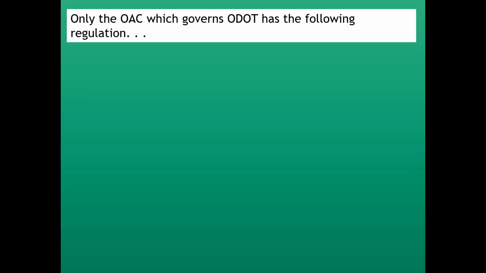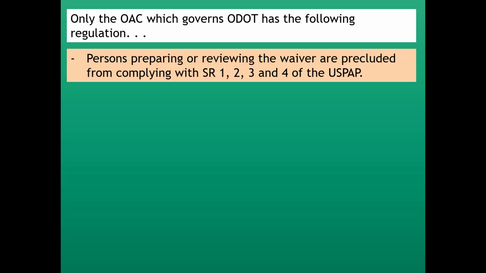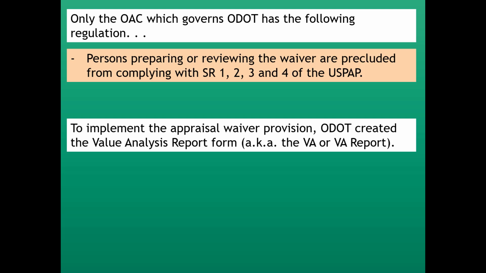the waiver. Only the OAC, the Ohio Administrative Code, which governs ODOT, has the following regulation. Persons preparing or reviewing the waiver are precluded from complying with standard rules 1, 2, 3, and 4 of USPAP, which is the Uniform Standards of Professional Appraisal Practice. To implement the appraisal waiver provision, ODOT created the Value Analysis Report form. This is also known as the VA or the VA report.